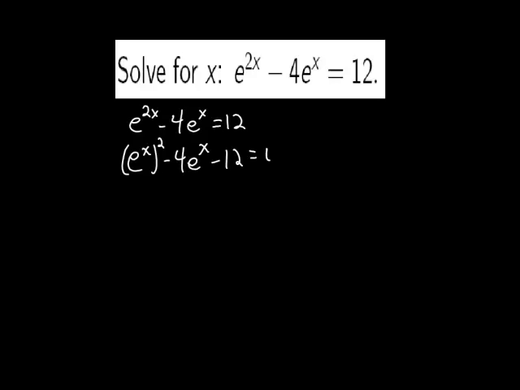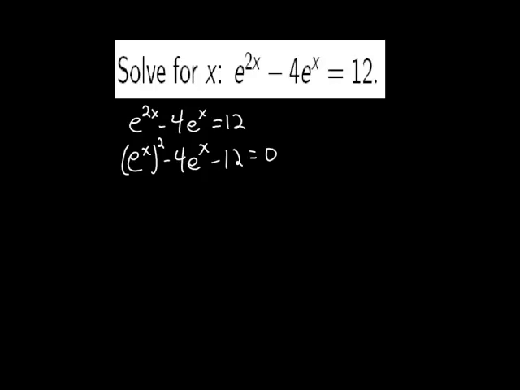So let's solve for x, I'm sorry. We have e to the 2x minus 4 e to the x equals 12. And these are always tricky. You just have to see a few of them to learn to do them. I see that I can rewrite e to the 2x as e to the x, squared, because of my properties of exponents, minus 4 e to the x, and bring that 12 over. Minus 12 equals 0.